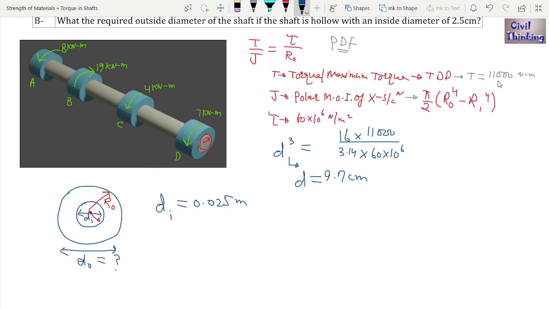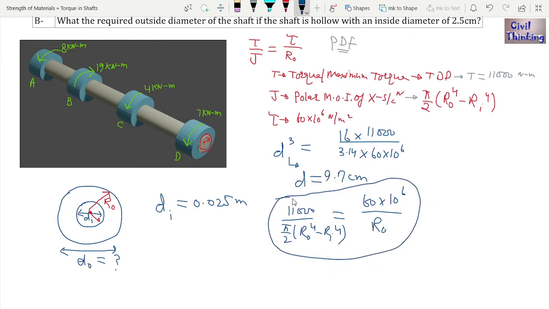So T is 11,000, divided by J, which is pi divided by 2 times r naught 4 minus ri 4, is equal to tau, which is 60 multiplied by 10 to the power 6, divided by r naught, right? Now when you solve this equation using the calculator, you will get the value of the outside radius to be approximately 5 centimeters, okay.